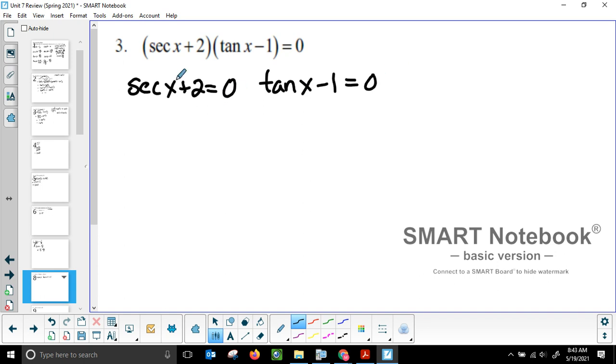So of course here I would subtract 2, so secant x is equal to -2. Here I would add 1, so tan x is equal to 1.